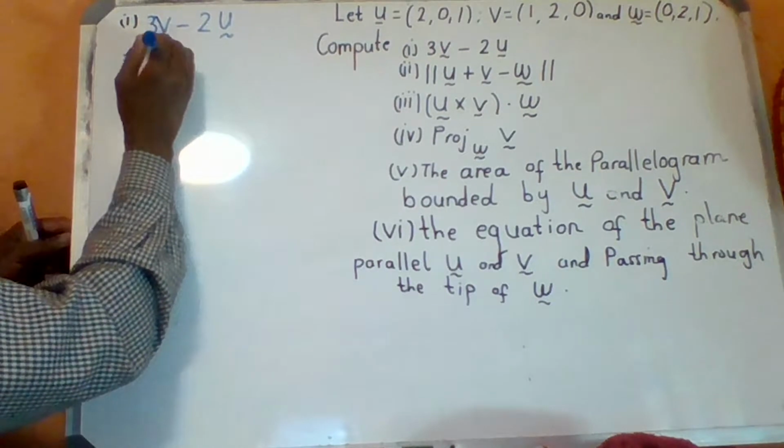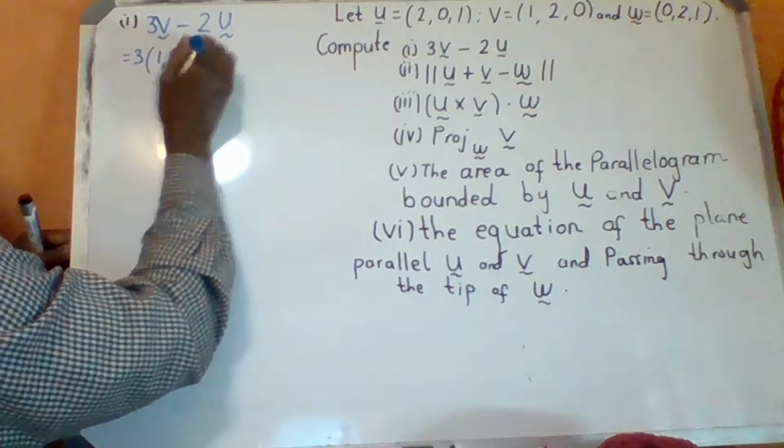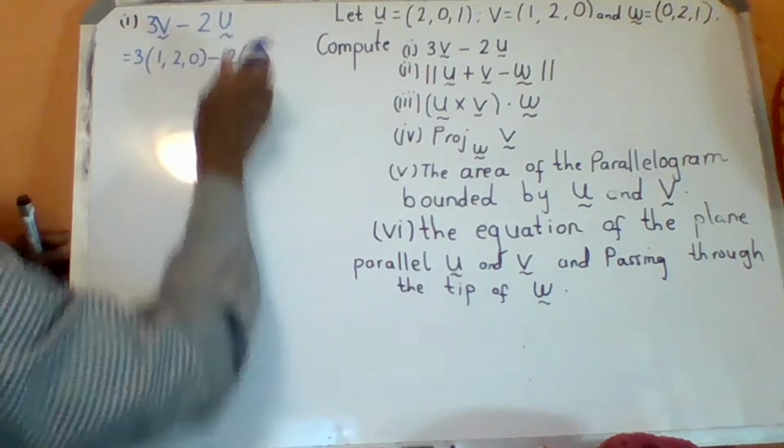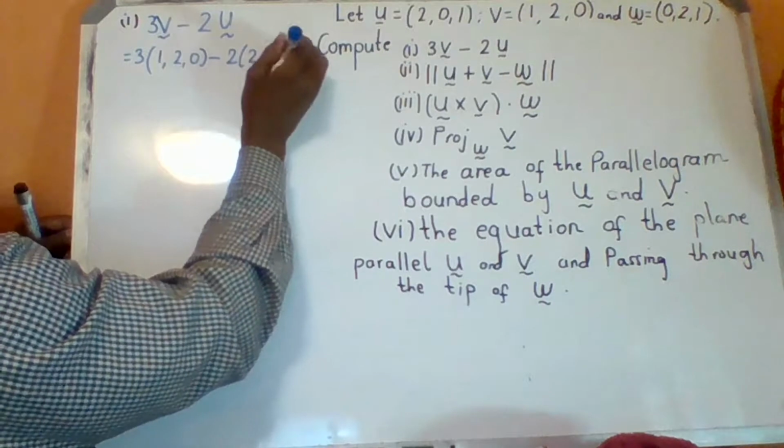So we have 3 times vector v. What is vector v? 1, 2, 0. So it's 1, 2, and 0, and then minus 2 times vector u. What is vector u? Vector u equals 2, 0, 1. So 2, 0, and 1.